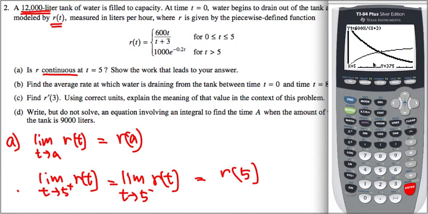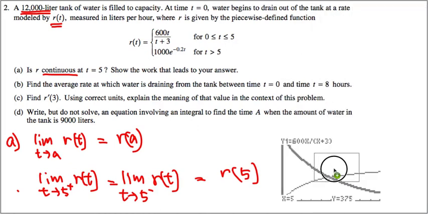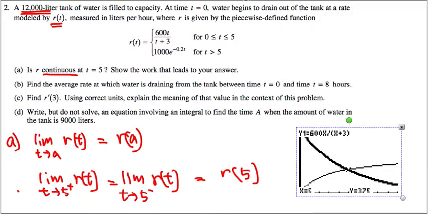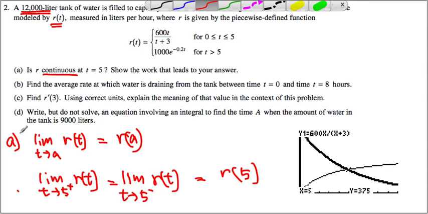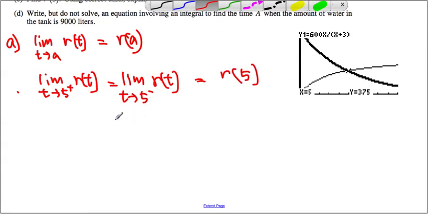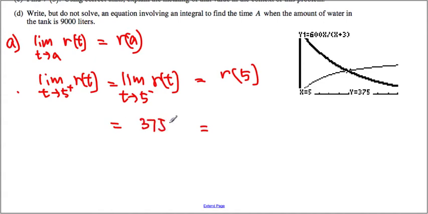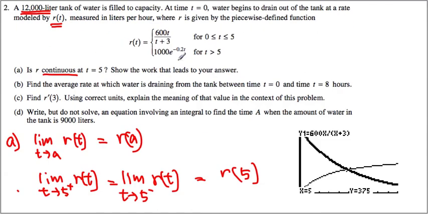Then when x equals 5, it was 375 based upon the first expression. So the first expression basically means right here, when t is less than or equal to 5. That means, based upon this picture, we can say that this will be equal to 375. We just have to figure out the other one, which belongs to the second expression.